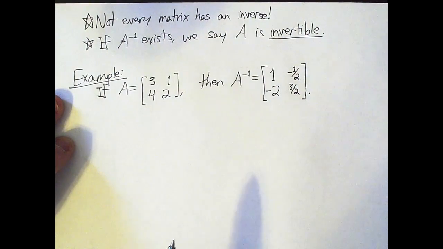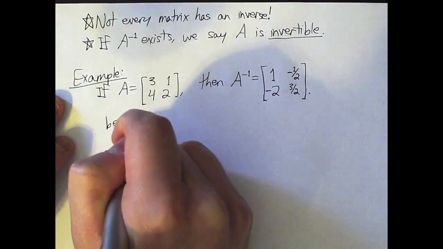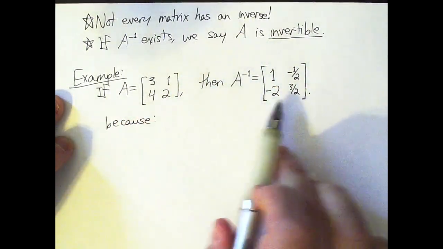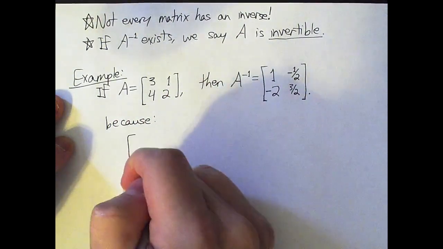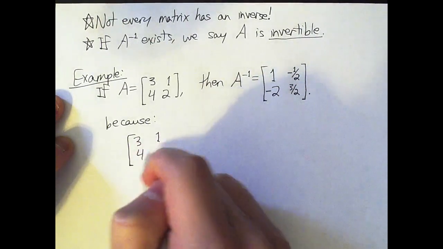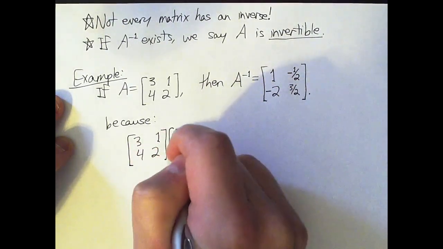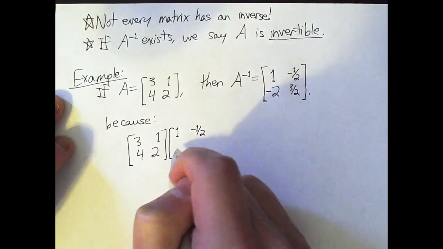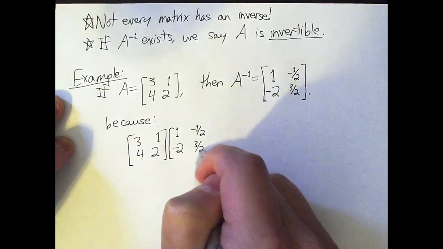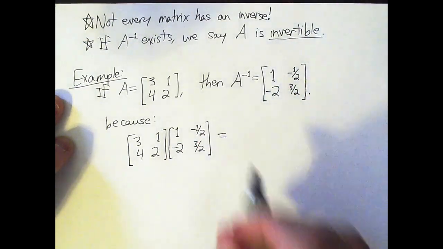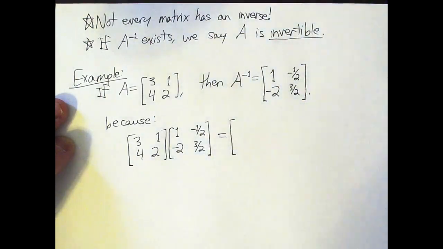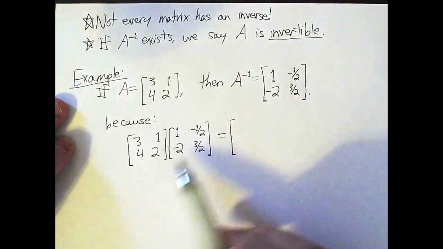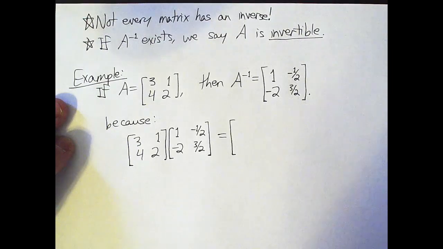Now, I didn't tell you how I got this. I'm just telling you this is the inverse of this matrix. But we could check it. We could verify my claim. I claim this is the inverse for A. It's because if we put them side by side and multiply them, let's see what we get. Let's actually write it all out. Allegedly, if this is the inverse, then when we multiply these, we should get I, the identity matrix.